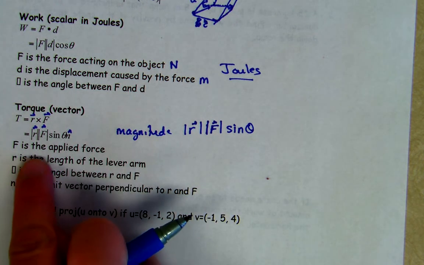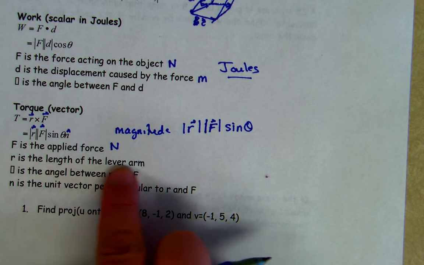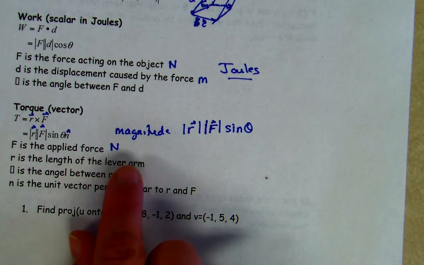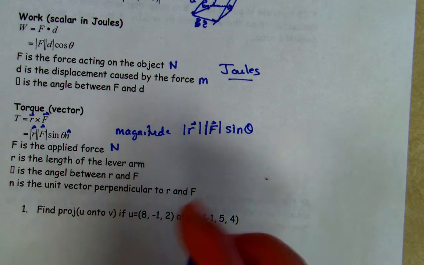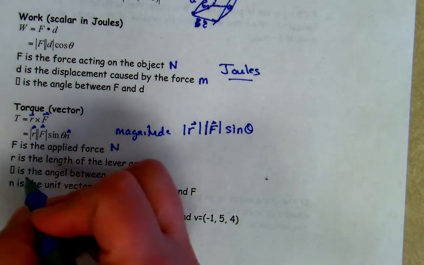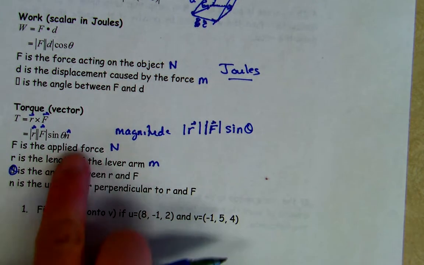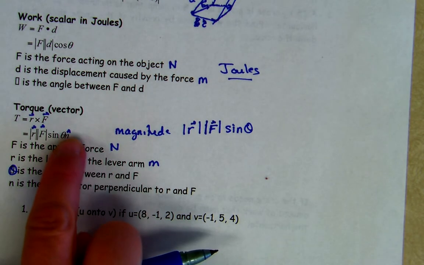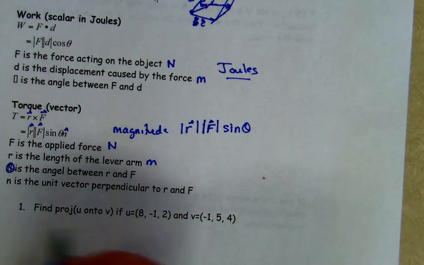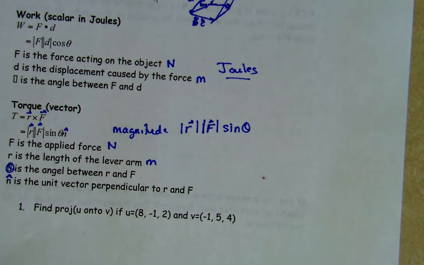So in this case, F is the applied force, going to be measured in newtons. R is the length of the lever arm. It might be a wrench, it might be a pry bar, it might be a pedal length, but it's going to be measured in meters. Theta is the angle between R and F, and if I apply this little n, it just means that that's the vector in the direction of going into or out of, if I'm talking about a bolt. But a lot of times we just ignore that and we talk about the magnitude of the torque.